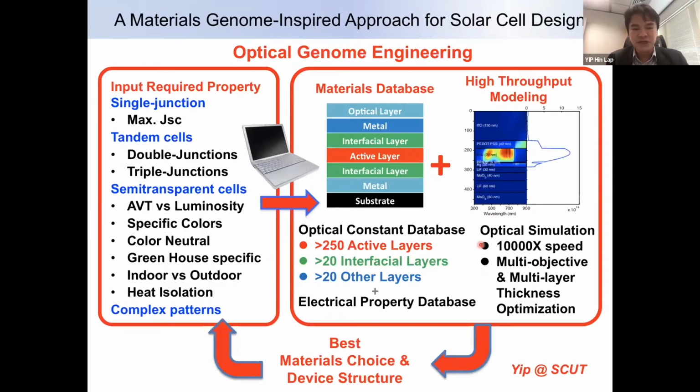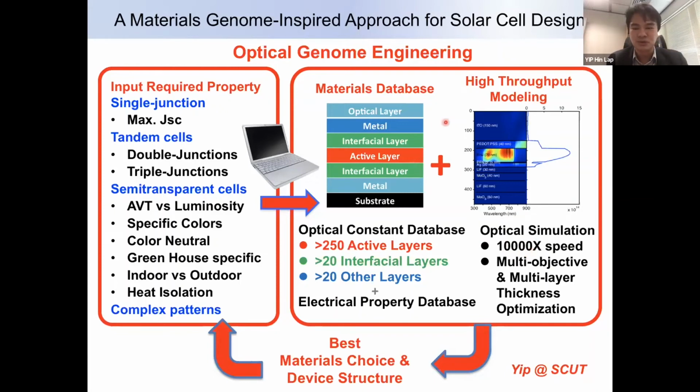We introduce a concept called optical genome engineering. What we are doing here is trying to build a materials database, which is mainly the optical parameters of different materials used in the organic solar cell. And then we also improve the transfer matrix model by increasing the calculation speed by close to 10,000 times compared to the commercial one.